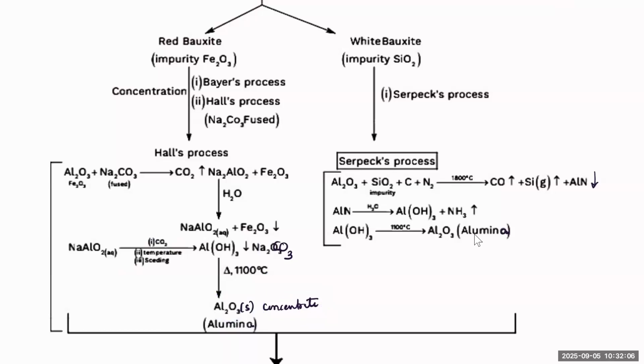This is called alumina. The only difference between Bayer's and Hall's is that here you take NaOH, there you take Na2CO3.